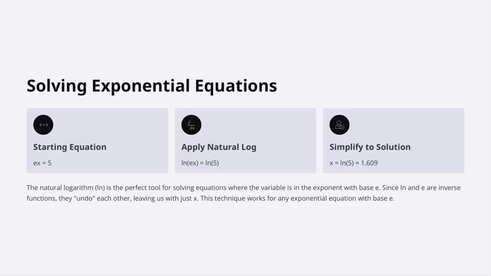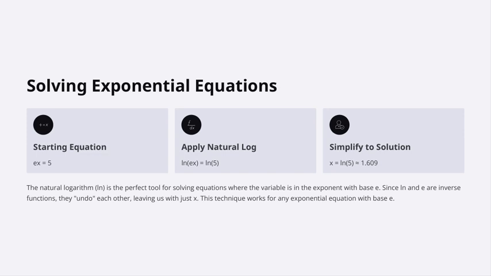Let's walk through solving an exponential equation step by step. Suppose we start with the equation e^x equals 5. Our goal is to find the value of x. To do this, the first step is to apply the natural logarithm, or ln, to both sides of the equation. So we write ln e^x equals ln 5. Now, here's where the key property comes into play.